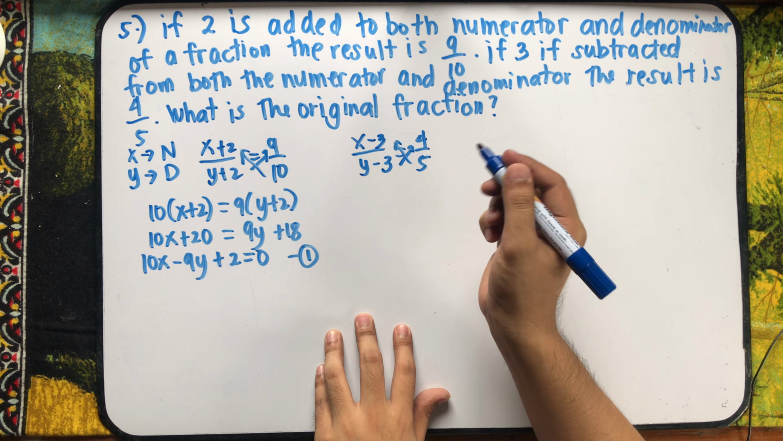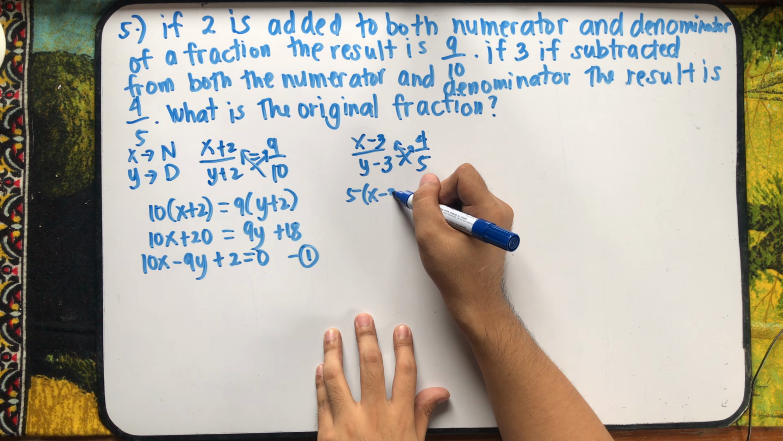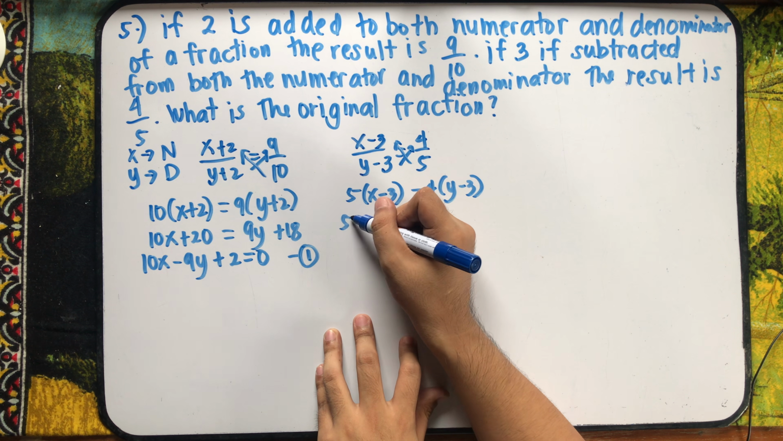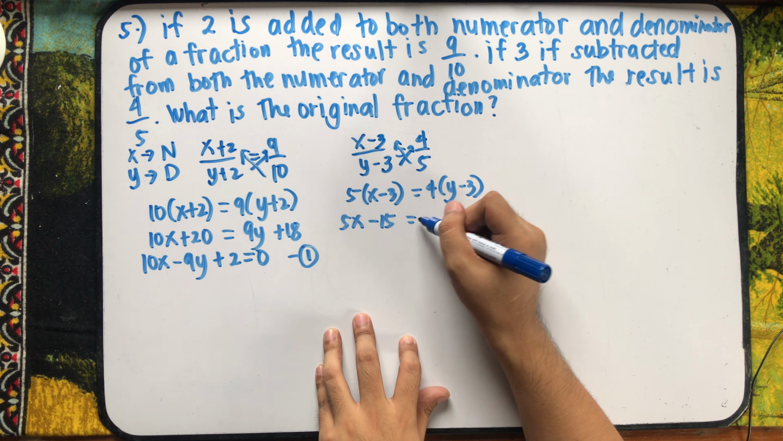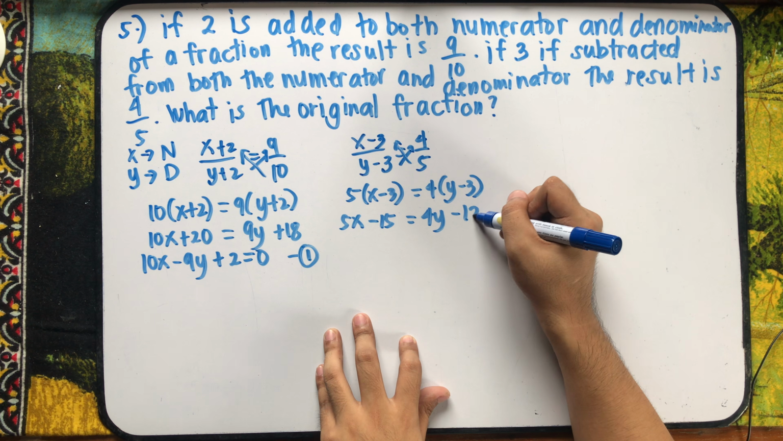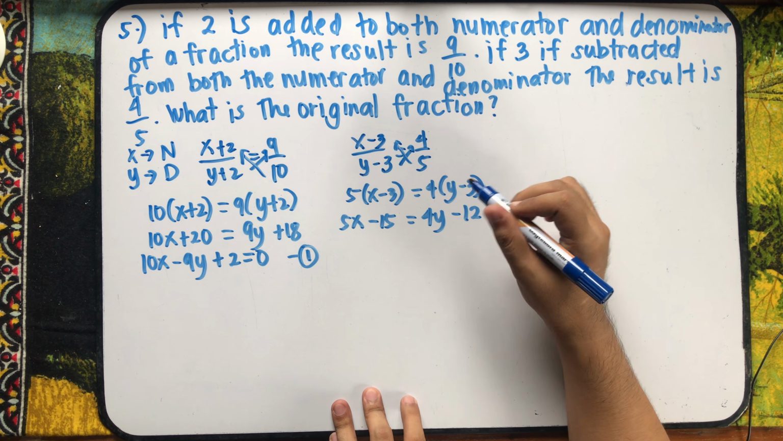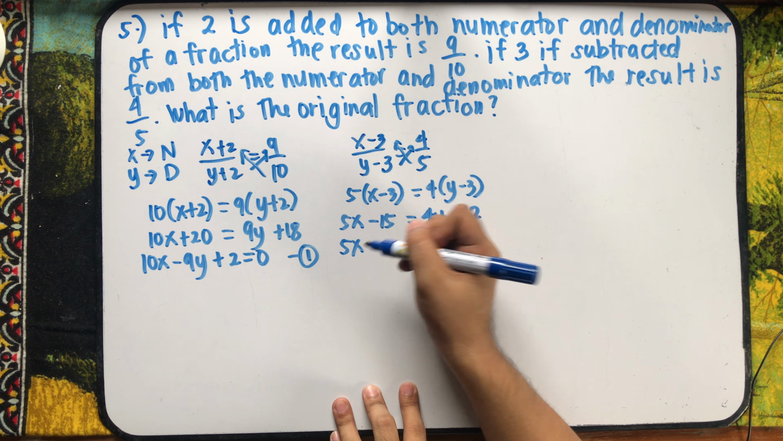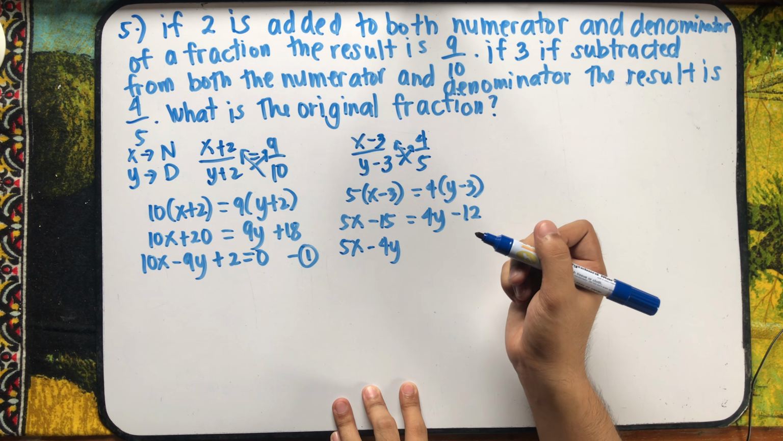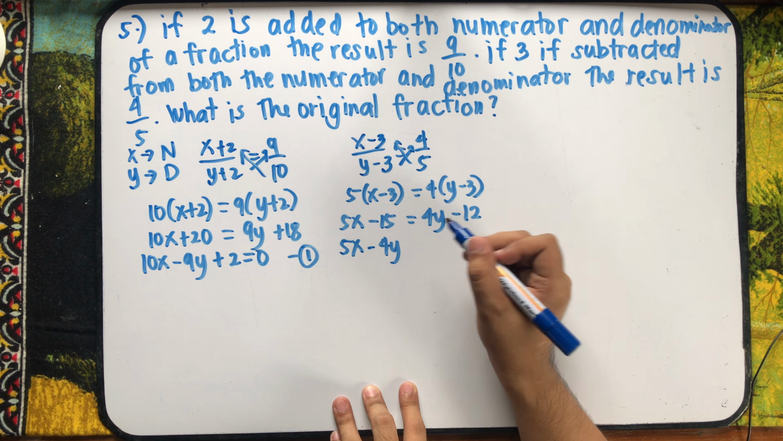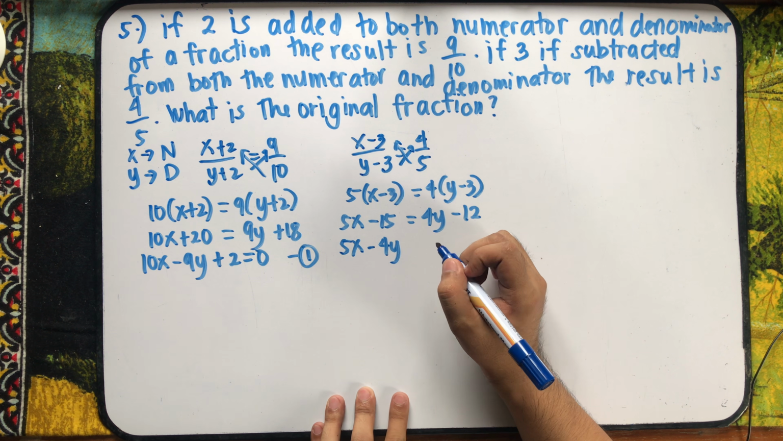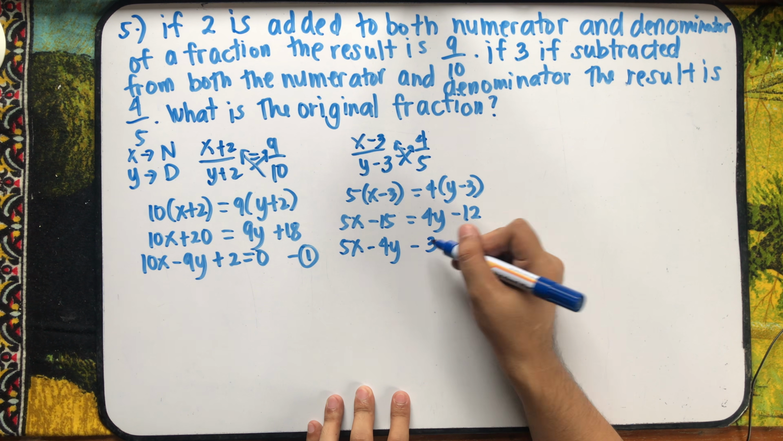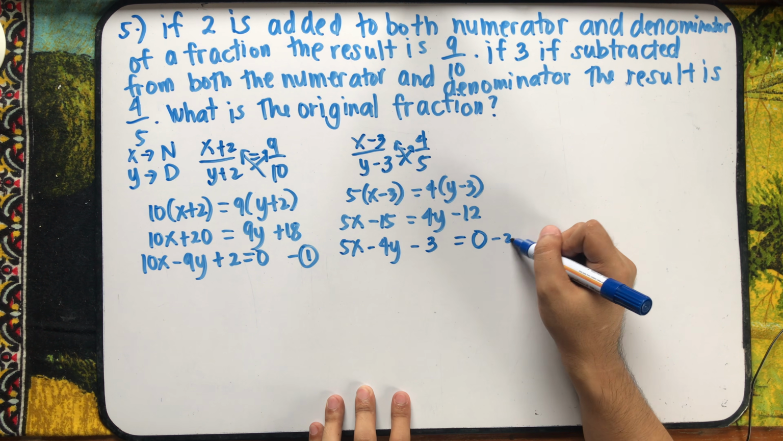For the second one, we are given 5 times (x minus 3) is equal to 4 times (y minus 3). This becomes 5x minus 15 is equal to 4y minus 12. Again, let us try to transfer all the terms on the right side to the left side. This becomes 5x minus 4y. And we also have negative 15 plus 12, that is negative 3. Okay, this becomes minus 3 is equal to 0. This is now our equation 2.